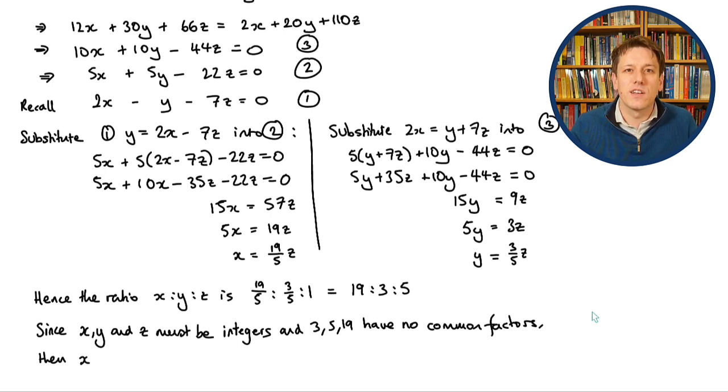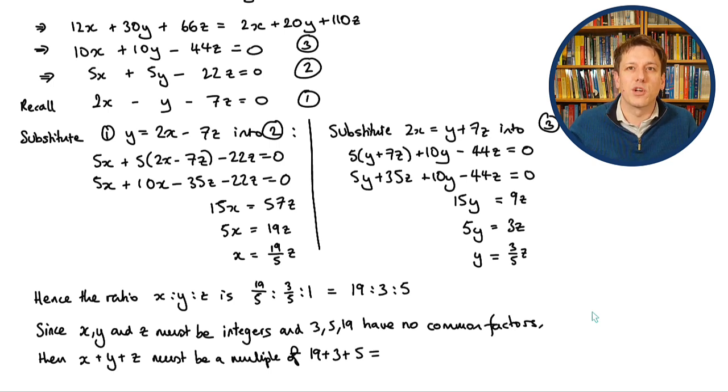So that means that there have to be a total of 19 plus 3 plus 5 parts in that ratio, which would correspond to x plus y plus z, or if I multiply the ratio up, then x plus y plus z will just be a multiple of that total 19 plus 3 plus 5, which is 27. So we've shown that x plus y plus z has to be a multiple of 27, and then we are finished.